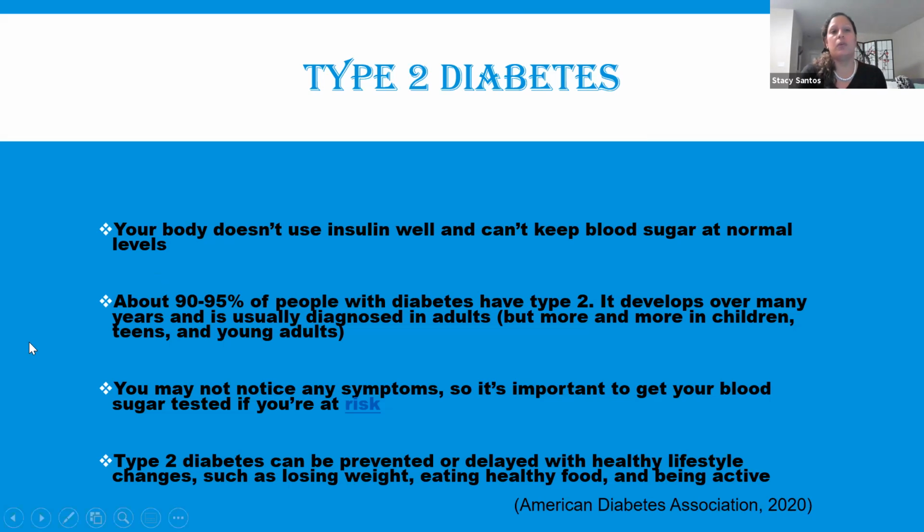About 90 to 95% of people with diabetes have type 2. So this is the group, right? You have that 5 to 10%, typically the juvenile group, meaning young adults, teens, children, et cetera. But in 90 to 95% of people, this can be modified. Type 2 develops over many years. It's usually diagnosed in adults, but more and more in children, teens, and young adults, because our young adult, children, and teen population are seeing higher incidences of obesity. Why are they seeing higher incidences of obesity?